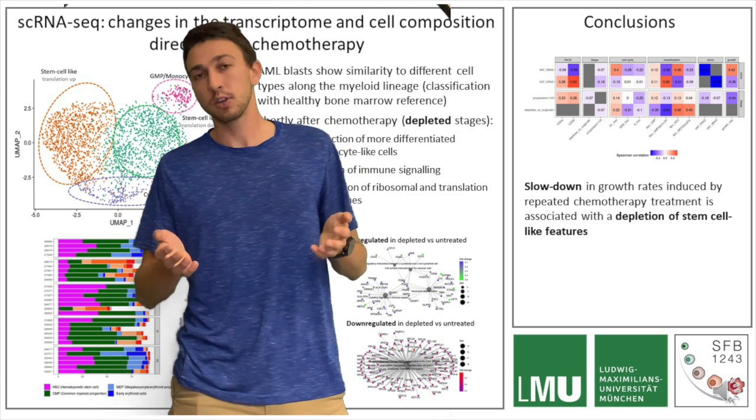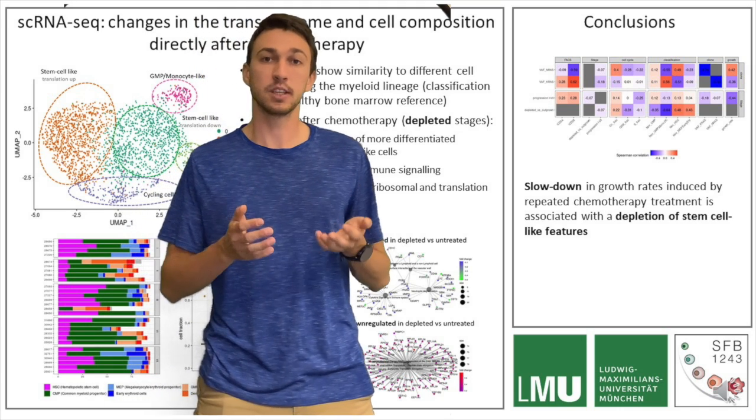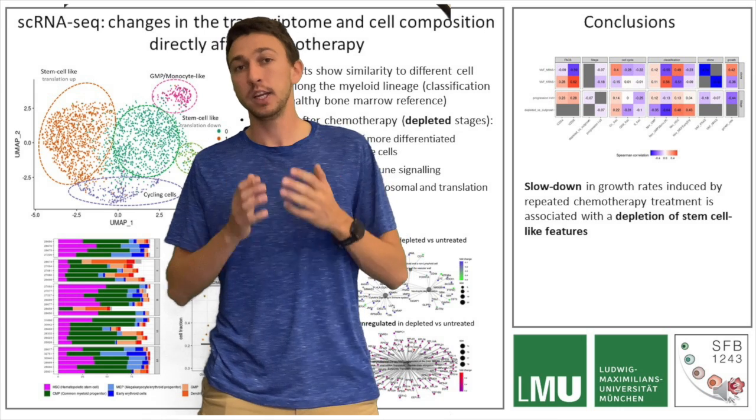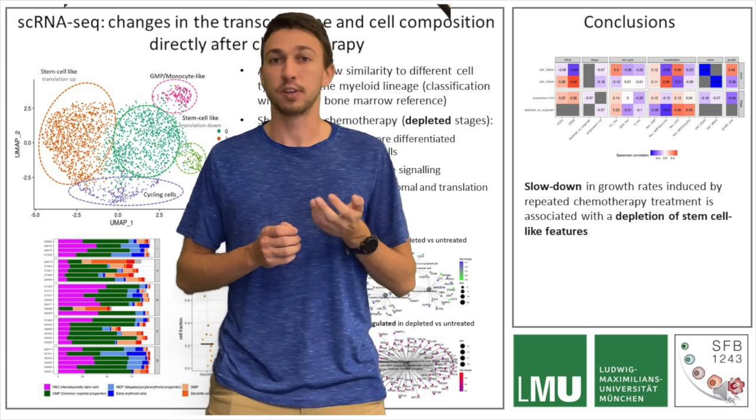Okay, so in conclusion, we observed a slowdown in the growth rates as a result of repeated chemotherapy treatment, which is associated with a depletion of stem cell-like features and a more differentiated transcriptomic phenotype.